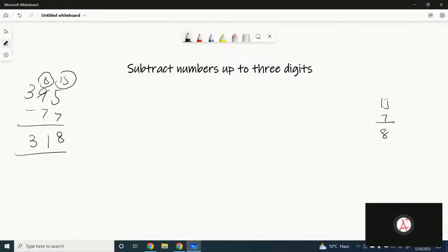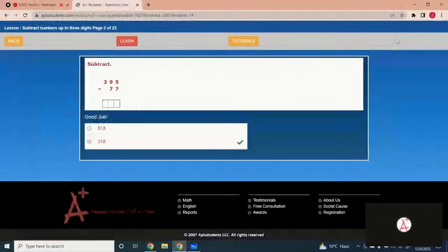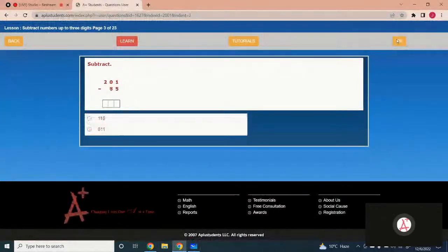Got it, everyone? If you have any question, please write the question in the chat box. I'll answer all your questions and confusions if you have any. It would be 318. So just select the correct option and click on the OK button. Okay, the next one is 201 subtract 85.